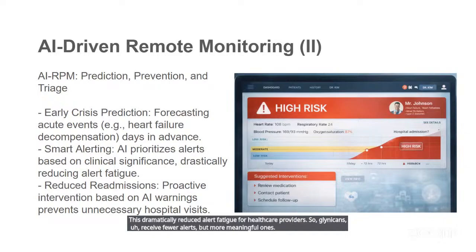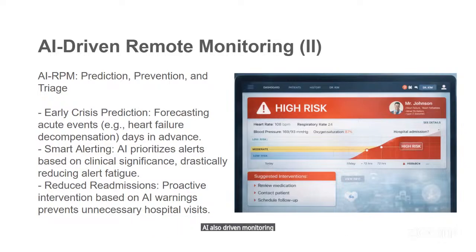AI-driven monitoring also plays a major role in reducing hospital readmissions. By enabling proactive intervention based on AI warnings, many unnecessary hospital visits can be prevented. So this improves patient experience and reduces healthcare system burden.